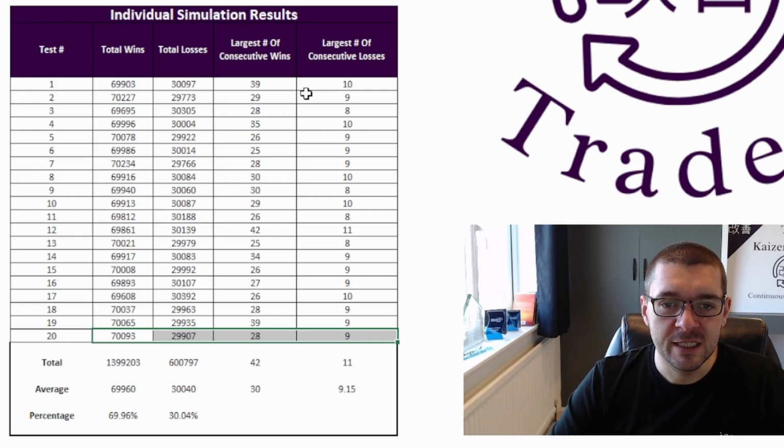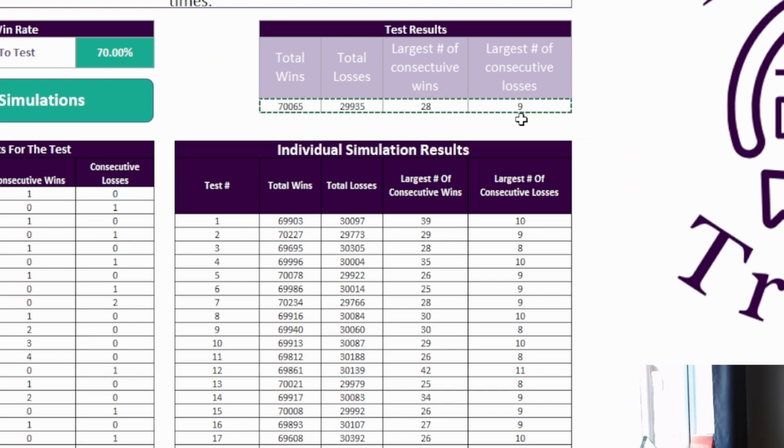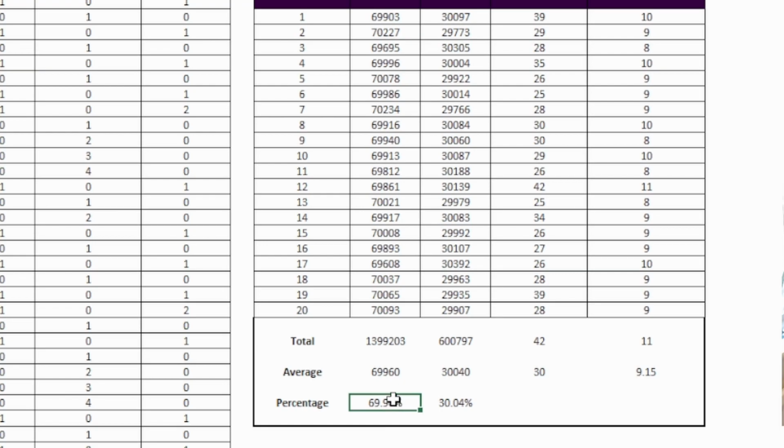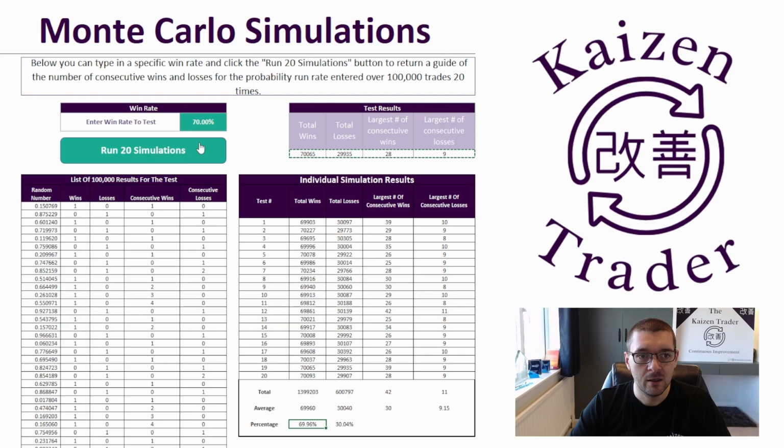So now you can see that all of these have updated, and what it's done is copied the total wins, the total losses, and the consecutive wins into each one of these 20 times. So you can see here that the percentage on that last run was a 69.96% win rate against the 70% that we're aiming for.